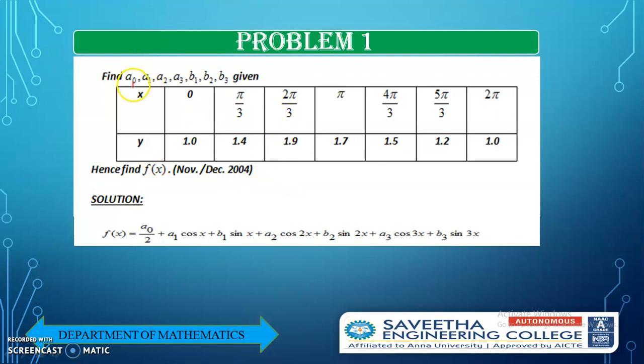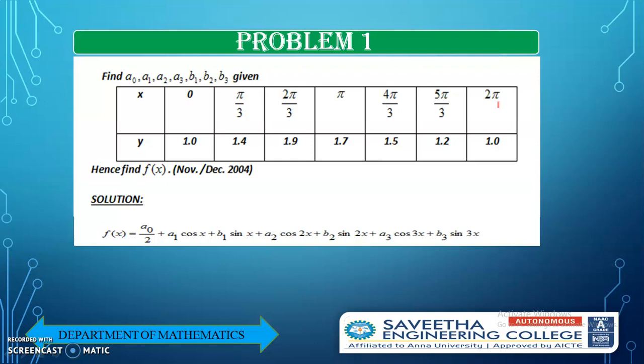So we know the formula for a0, a1, a2, a3, b1, b2, b3 in an interval 0 to 2 pi. There is a full range series. Similarly, we can verify the y value here. So here the total value must be 1, 2, 3, 4, 5, 6, 7. So n equal to 7 is given.